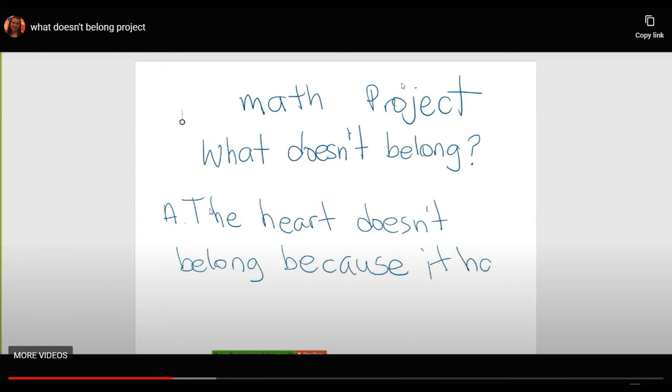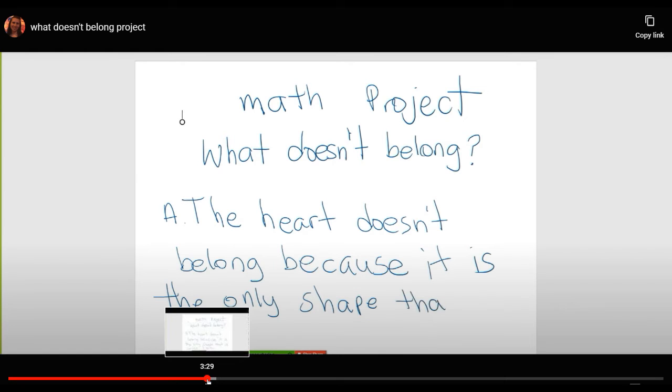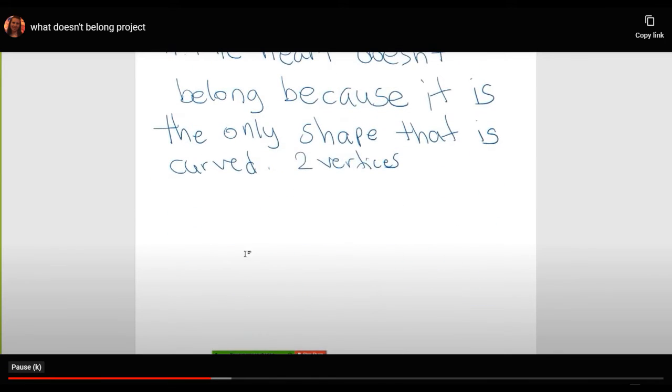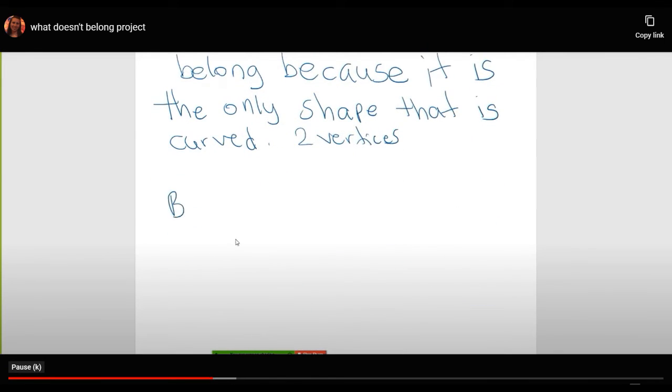You will write the topic, the math project, What Doesn't Belong, and in your math book you're going to write that the heart doesn't belong because it is the only shape that does not have a side, so it's only curved. And then you're going to write that it has 2 vertices and 2 curved shapes.